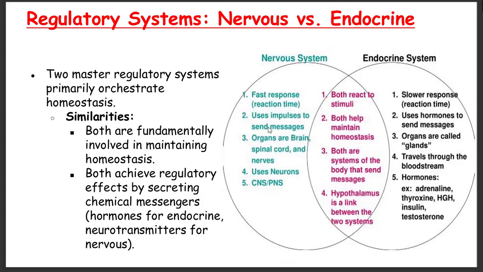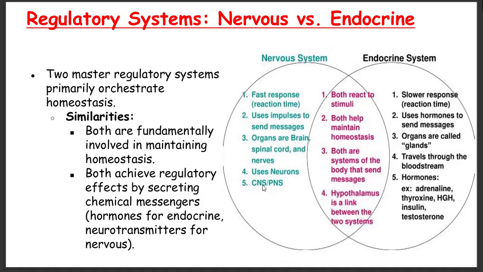So the second one, the nervous system uses impulses to send messages, whilst this one uses hormones to send messages. The third one, organs. The organs that are involved in the nervous system are the brain, the spinal cord, and the peripheral nerves. Whilst here we have the glands making up the components of the endocrine system. The fourth one, this one uses neurons, whilst this one uses hormones and travels through the bloodstream. And this one contains two parts. We have what we call the central nervous system and the peripheral nervous system.